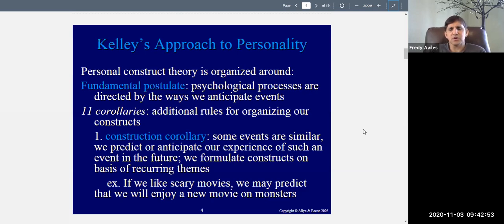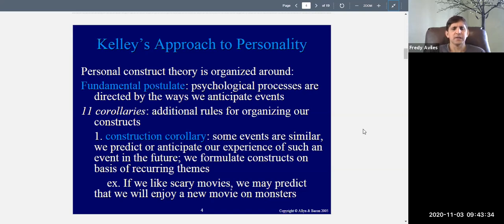So here's the thing. Personal construct theory is organized around what Kelley called the fundamental postulate, like the most important rule, basically. And that is that psychological processes are directed to the way we anticipate events. So in other words, our thinking, our constructs, our predictions, what they're really there for is to help us predict the future, to help us anticipate things, to determine how we should behave in this situation, how we should handle ourselves with this person, right? It is all about predicting what's going to happen next. That's the fundamental postulate, the most important rule, you could say.